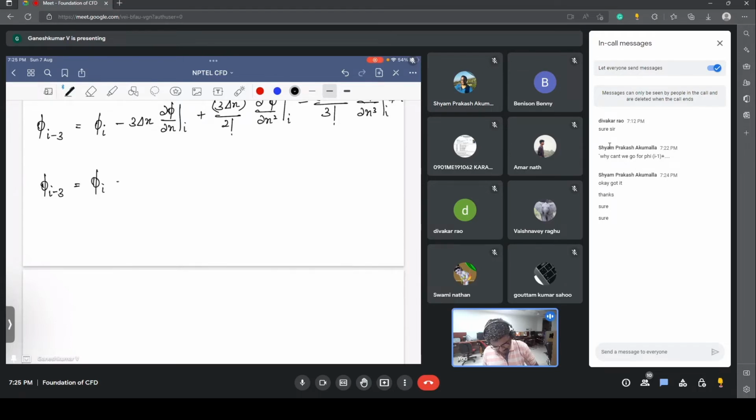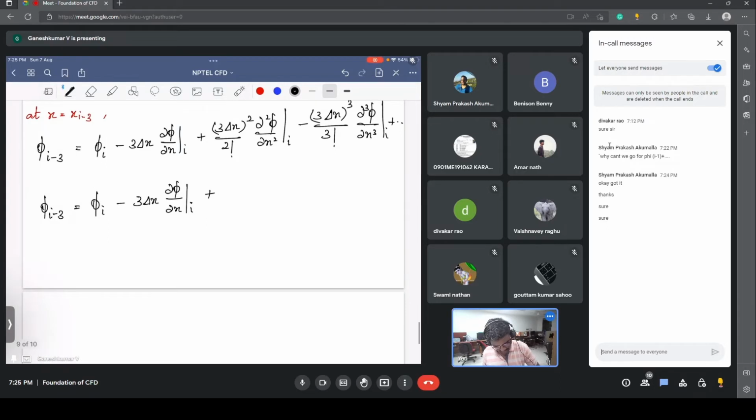Phi I minus 3 would be phi I minus 3 delta x dou phi by dou x at I, plus 3 square would be 9, 9 delta x square divided by 2 factorial dou square phi by dou x square evaluated at I, minus 3 cube, 9 3s are 27, 27 delta x cube by 3 factorial dou cube phi by dou x cube evaluated at I, plus dot dot dot. Alright, so this is your third equation.